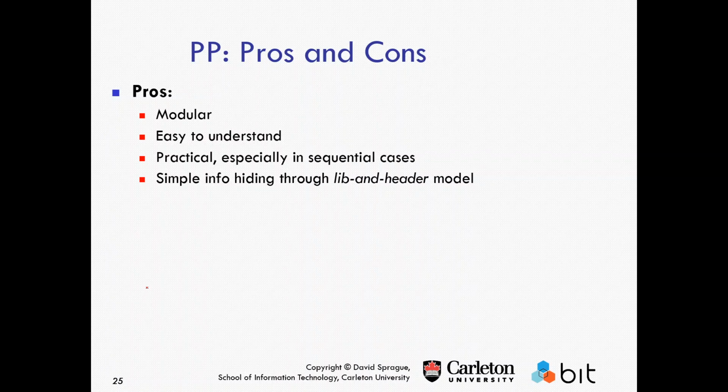For procedural programming, it can be modular. At least you have functions. It's relatively easy to understand conceptually. You don't have to talk ad nauseum about what an object and a class is. It's just a sequential series of cases. Essentially, it's very practical. It's very easy to do, and you can do some library and header modeling to sort of hide information, right?